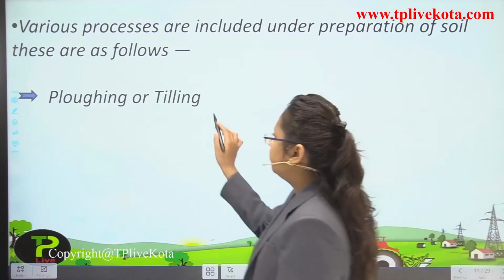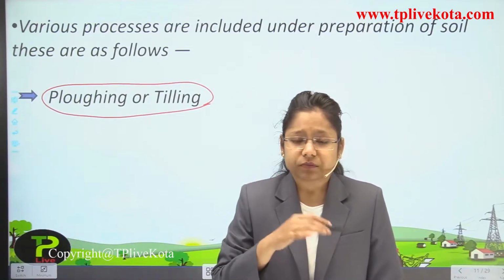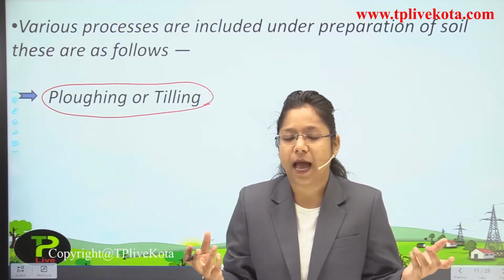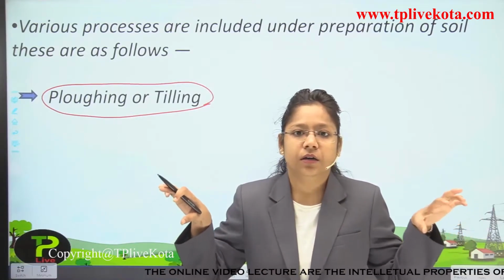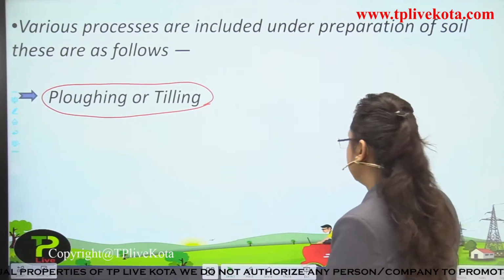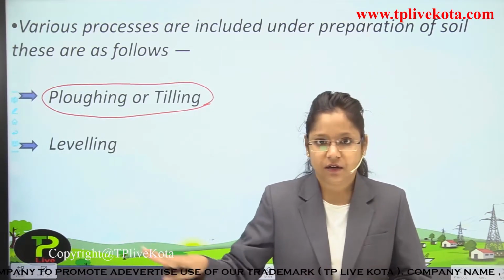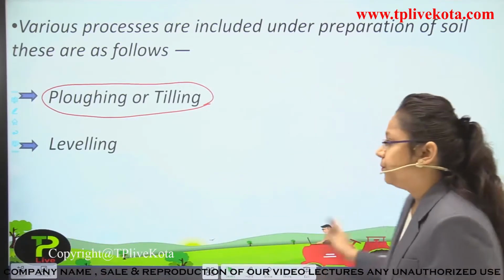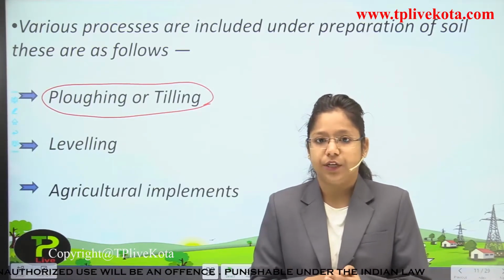In plowing or tilling, we use various agricultural implements, and because of them the soil is plowed easily. Because of plowing, the nutrients below are pushed upward, and the upper layer forms a humus layer on which the plant is going to be cultivated. The next procedure is leveling. What is leveling? We have to make the soil a particular level, meaning it has to be organized in a synchronized manner. And the last part is agricultural implements. What are the agricultural implements we are going to use for these procedures?